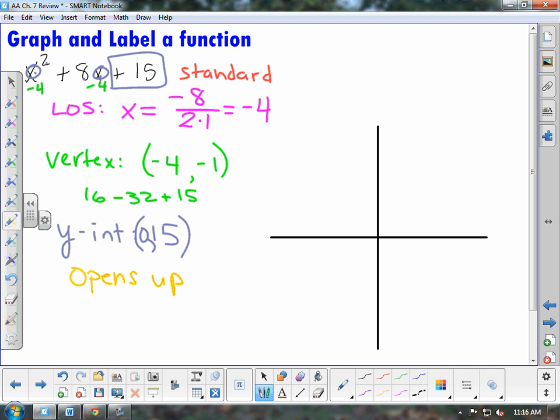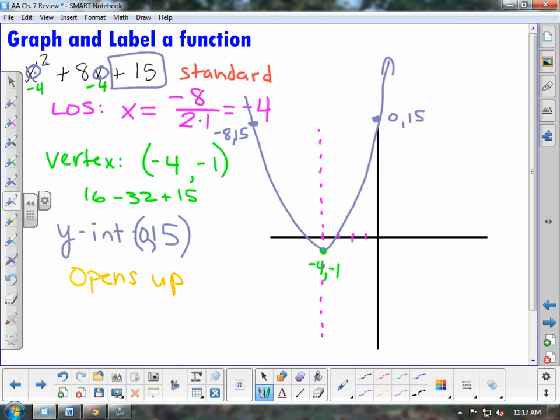And so then if you wanted to sketch the graph of this particular function, we know that our line of symmetry is at negative 4. The vertex is at negative 4, negative 1. And it has a y-intercept of 0, 15. And then that means if this is 0, 15, then we're also going to have another point over here at negative 8, comma 15. And our parabola would look like this. And that's all you would need to do for something like that.